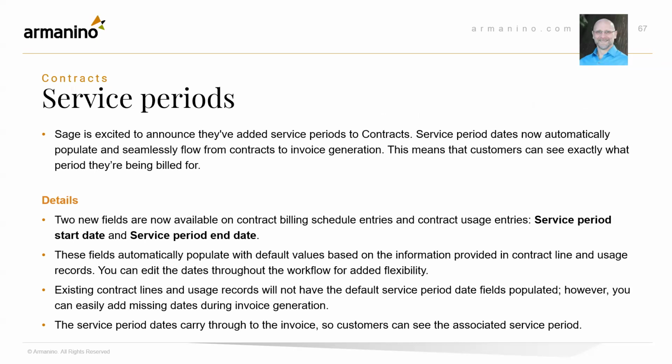So there are 2 new fields that are now available on contract billing schedule entries and contract usage entries: service period start date and service period end date. They automatically populate, like we talked about, from the contract line and usage records. They can be edited through the workflow for added flexibility. Existing contract lines and usage rates will not have the default service period date fields populated. However, you can easily add missing dates during invoice generation. The service period dates carry through to the invoice so customers can see the associated periods.